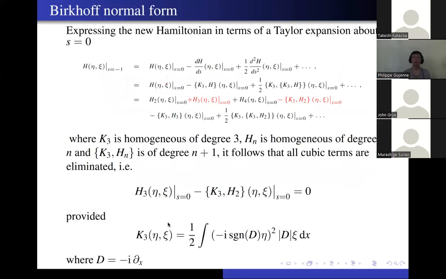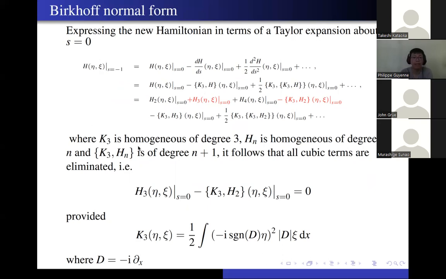All right, so in practice, you use some Taylor expansions about S equals zero. So again, one more time, S, that's the intermediate variable, the evolutionary variable for the transformations. And in these Taylor expansions, all the derivative terms can be expressed in terms of Poisson brackets. And these Poisson brackets involve H, the basic Hamiltonian of the water wave problem, and K3, the Hamiltonian for your transformation.